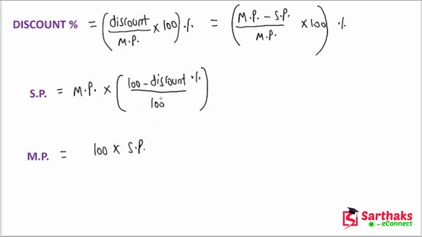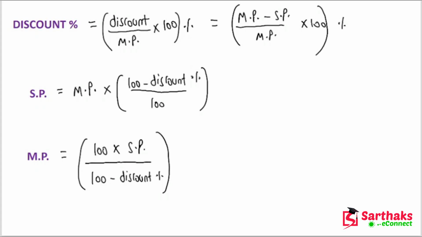This denominator 100 would be cross multiplied to SP when we take it to LHS, and this whole numerator would come into the denominator. So you can easily calculate all these things from one single formula. So 100 minus discount percent, that will be the mark price. Okay, so we have just calculated discount percent, selling price and mark price.